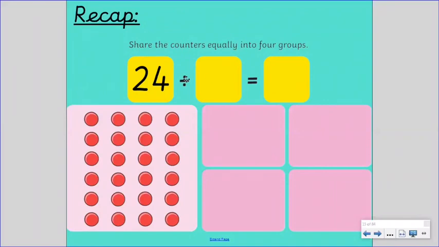Then our second number is the amount of groups that we are sharing into. Okay, in this case, we've got 1, 2, 3, 4 groups. We are sharing equally into 4 groups. So we're dividing by 4. So our number sentence here is 24 divided by 4. Okay, so our next step, if you remember from last time, is to share the counters between the 4 groups.